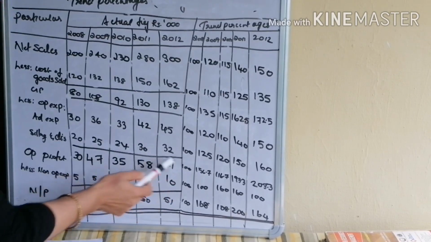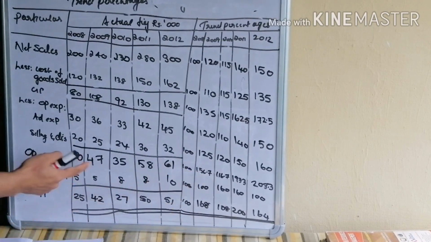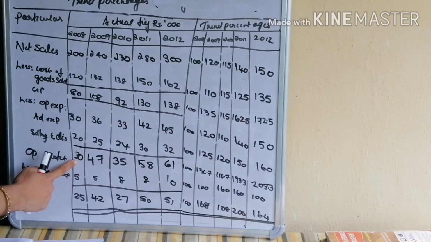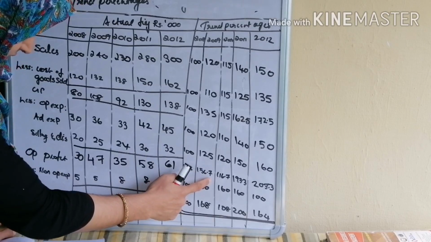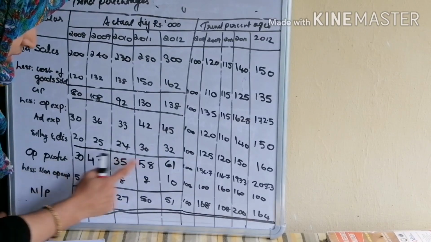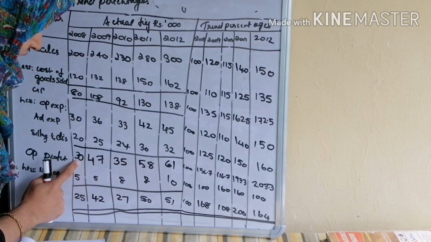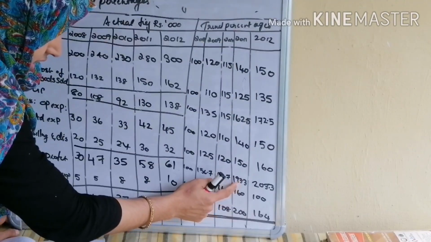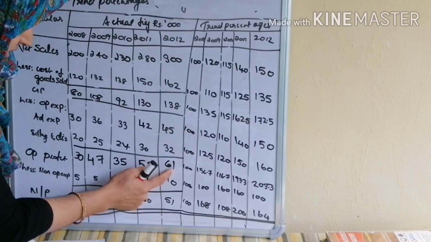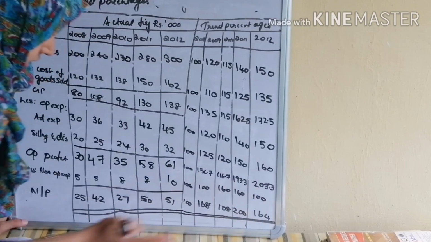From operating profit. The operating profit base year is 100. Next we have to find out 2009. How do we calculate it? 47 divided by 30 into 100, 156.7. And next 2010, 35 divided by 30 into 100, 116.7. Then next 58 divided by 30 into 100, that is 2011, 193.3. And the last year, 2012, the operating profit percentage is 61 divided by 30 into 100, 203.3.